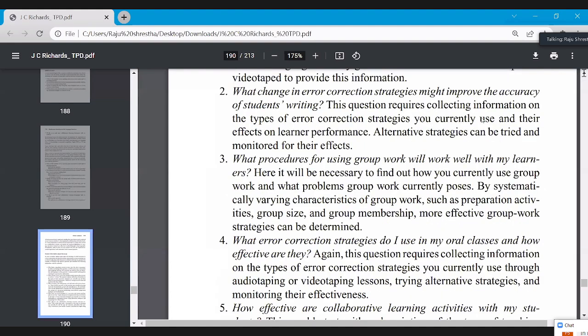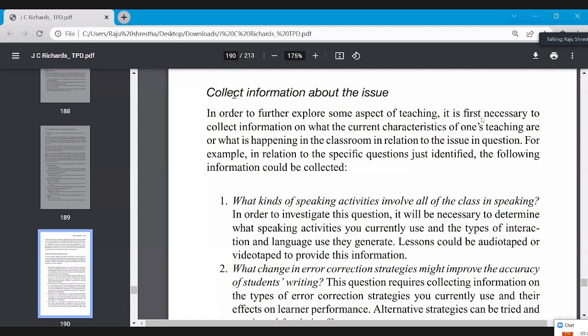लाइक कलेक्ट इन्फर्मेसन अबाउट, अब इश्यू आइडेन्टिफाई हो, इश्यू स्पेसिफाई पनि गरियो. अब we have to collect information. Like, what kinds of speaking activities involve all of the class in speaking. Like, in order to investigate this question, it would be necessary to determine what speaking activities you currently use. तपाईं अहिले गरेको एक्टिभिटी के हो र अब नयाँ कसरी गर्ने भन्ने प्लानिङ गर्नु पर्यो के. And the types of interaction and language you use they generate.